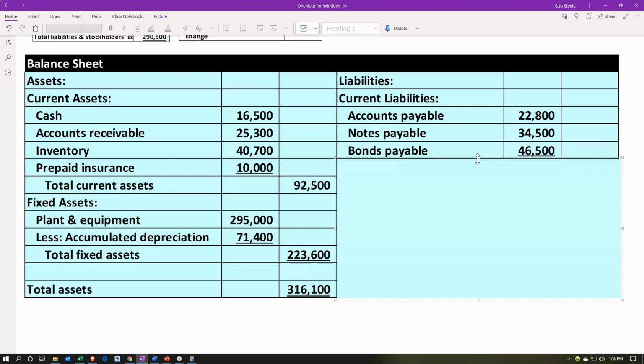The difference between a note and a bond being that the bond is something that we might have a broader spectrum of people that we can issue a bond to, and the note we typically would take from the bank. The bond payable could be current or non-current again as well, depending on when the maturity of it will be. If it's less than 12 months, current; if more, non-current. We're going to say that, and then we're going to say that these are all current, and then total liabilities is going to be 103,800.